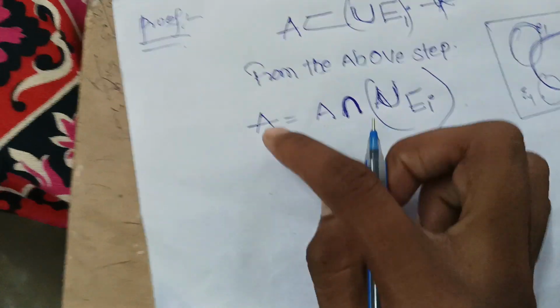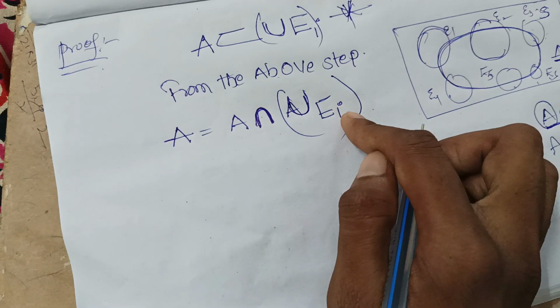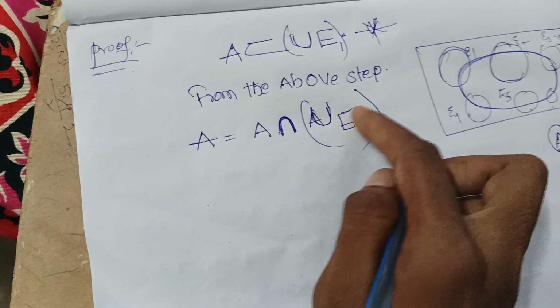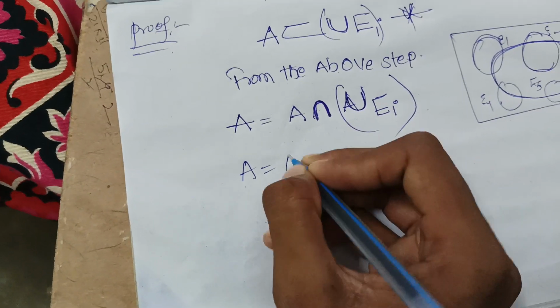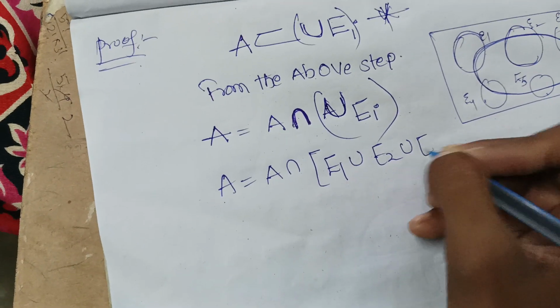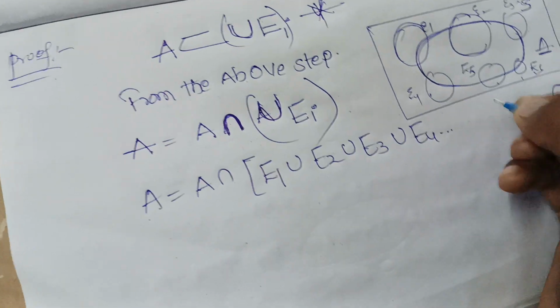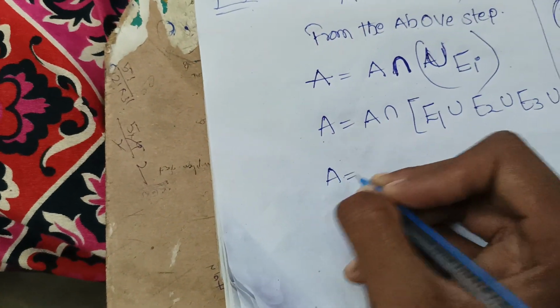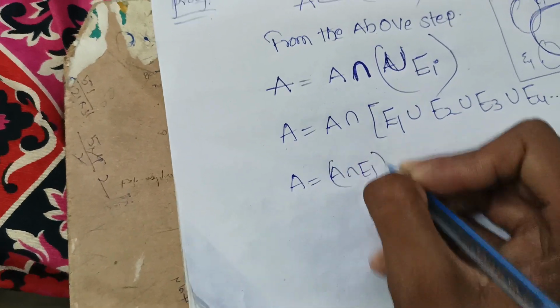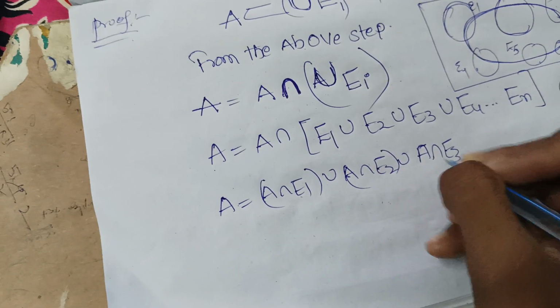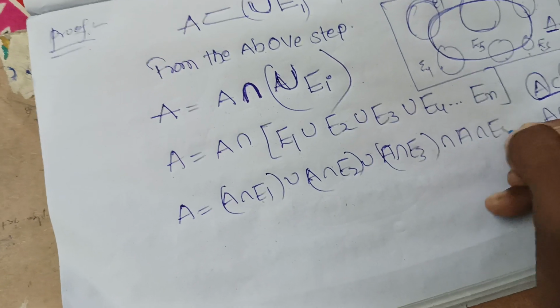Same here, like A is equal to A intersection union of Ei. So simply we can write A is equal to A intersection union of Ei. That means A is equal to A intersection, E1 union E2 union E3 union E4 and so on En, where i is equal to 1, 2, 3 and so on. So simply apply the distributive law: A intersection E1 union A intersection E2 union A intersection E3 union A intersection E4. Okay, all of this is over.